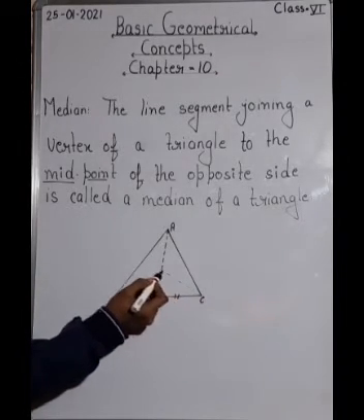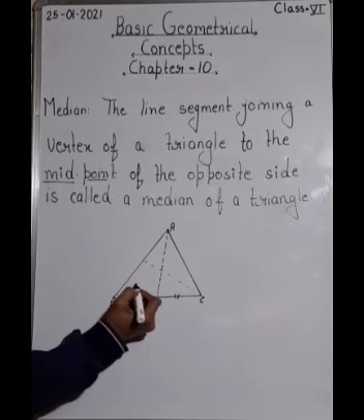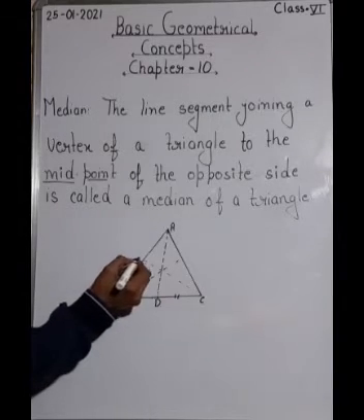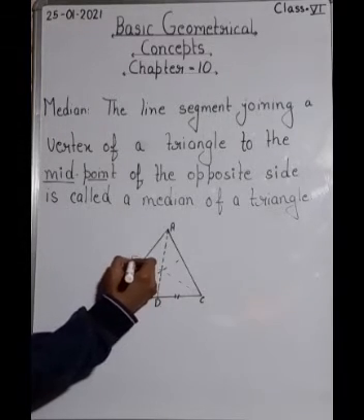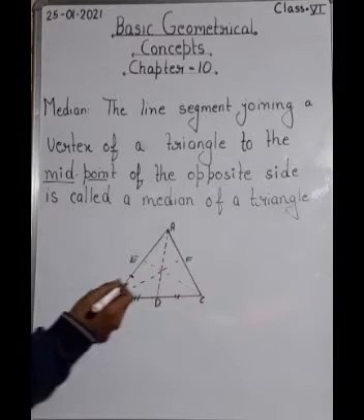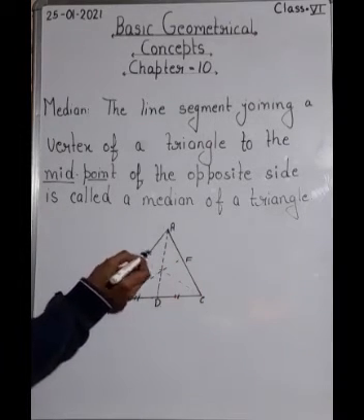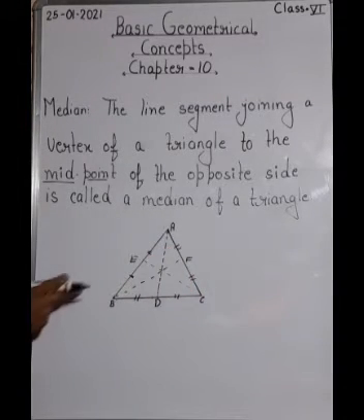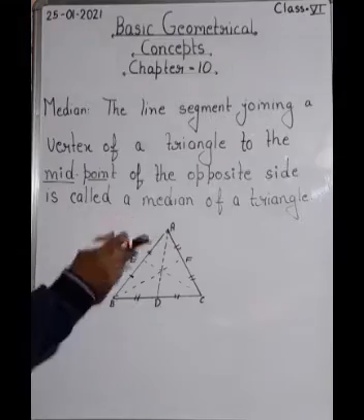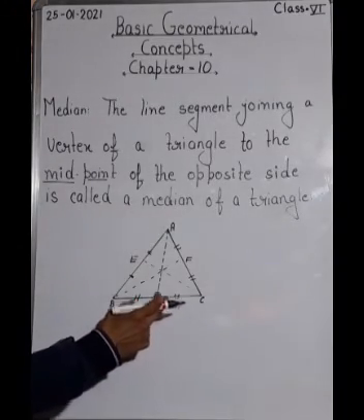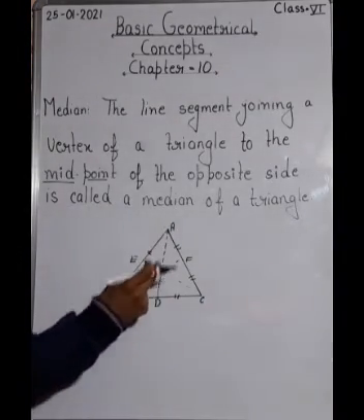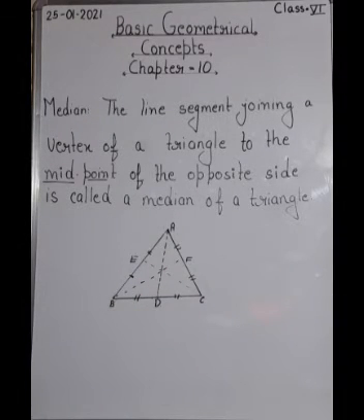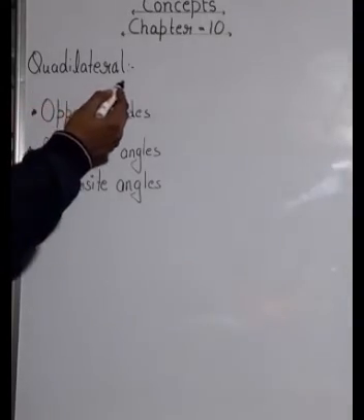You can draw another median from here to here and one median from here to here. Such that, if I consider this point as E and this one as F, it means your BE is equal to EA and CF is equal to AF. So a median is drawn from one vertex and it divides the opposite side into 2 equal parts, or it joins the vertex of a triangle to the midpoint of the opposite side. Clear?